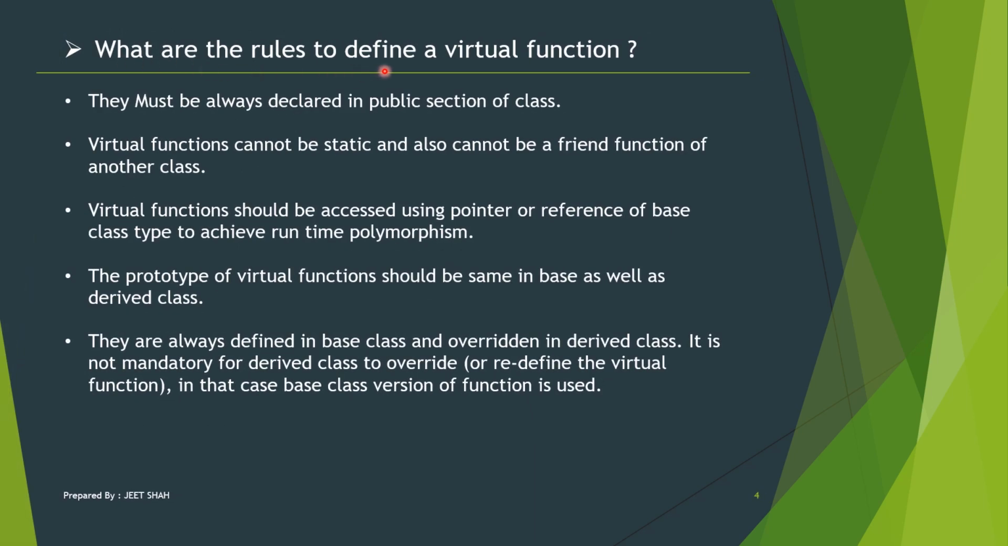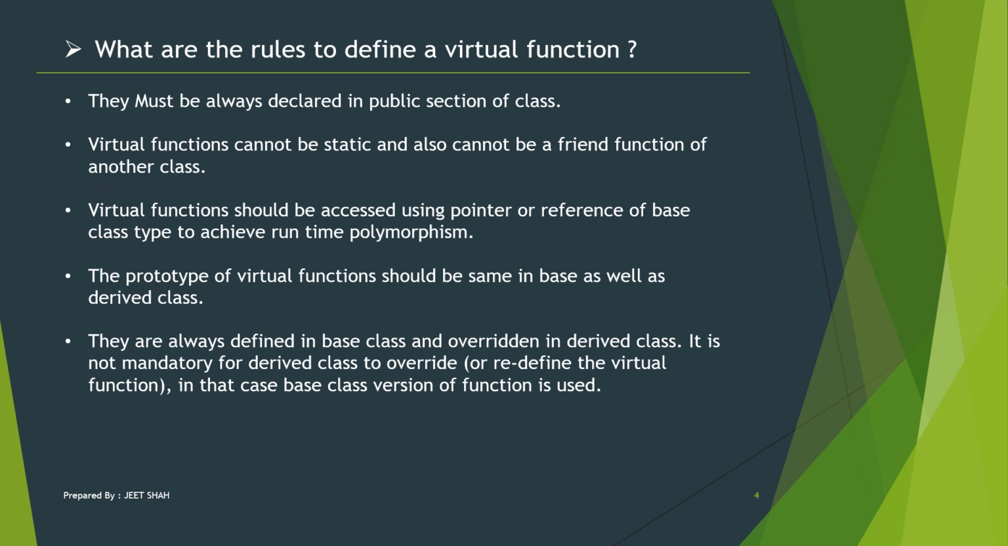So now what are the rules to define a virtual function? All of these rules are very easy to understand and you must remember them by heart. First, they must always be declared in the public section of the class. Virtual functions cannot be static and also cannot be a friend function of another class. Now, virtual functions should be accessed using a pointer or reference of base class type to achieve runtime polymorphism. This is the same point that we discussed in the previous slide.